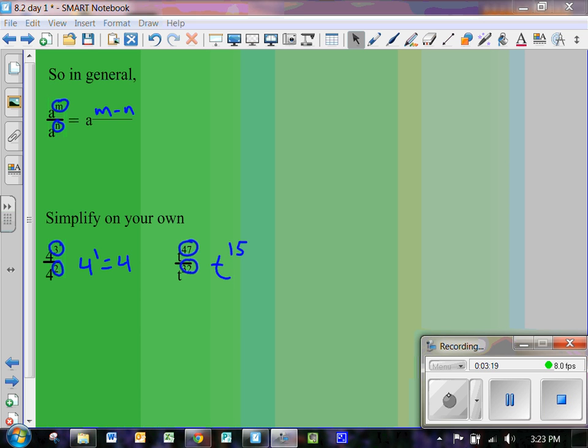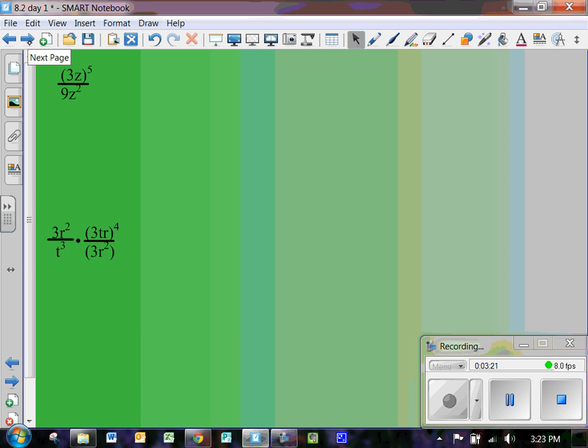All right, so moving on, we're going to look at some variables. This is where the challenge begins. We're going to start putting steps together and start working with steps. Yesterday we talked about (3z)^5, so bringing that 5 in, and we got 9z squared. So when we bring that in, we have 3 to the 5th, z to the 5th, all over 9z squared.